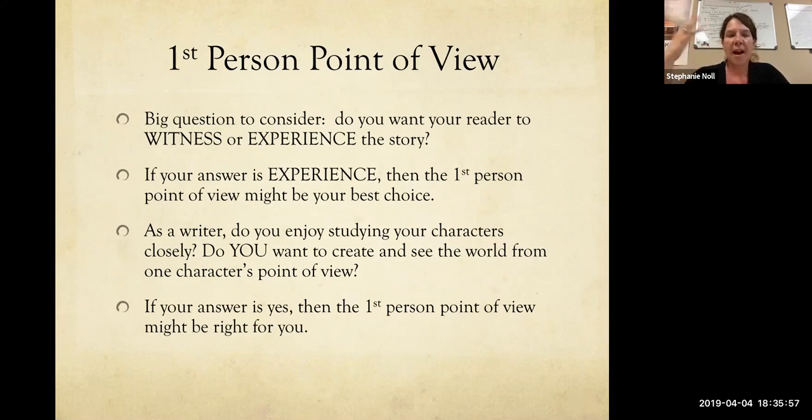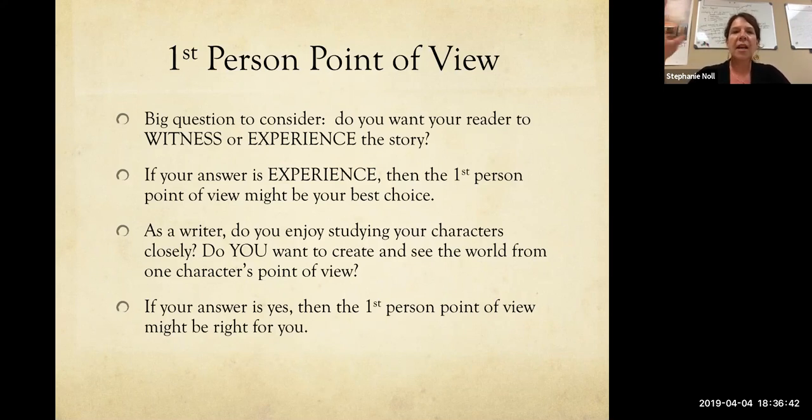I want to first talk about the first person point of view and get you thinking about why you might use it. A big question to ask when you're sitting down to write is the experience you want your reader to have. Whatever point of view you use, it will impact you as the writer and how you tell the story, but really, how is the reader going to receive this story? When you're thinking about your novel, do you want your readers to witness this story, or experience it? If you want the reader to experience the story, then first person could be the best choice for you. And we can think about why.